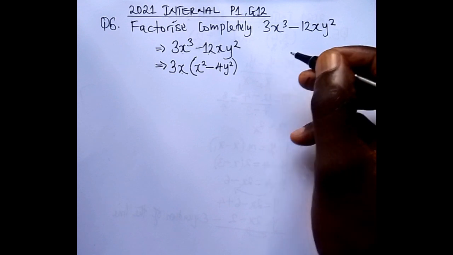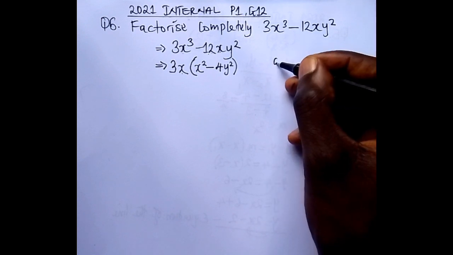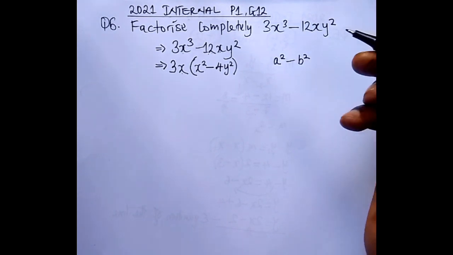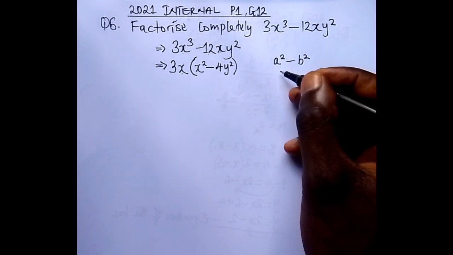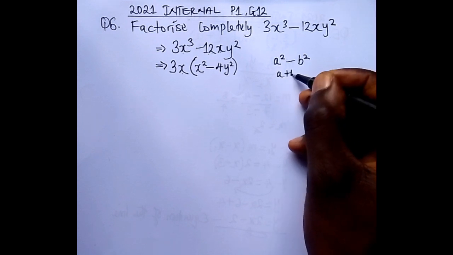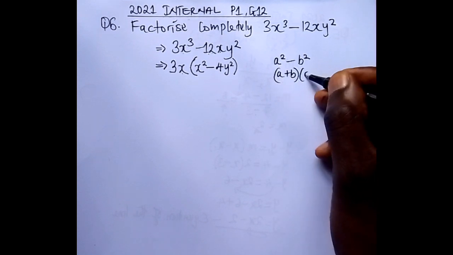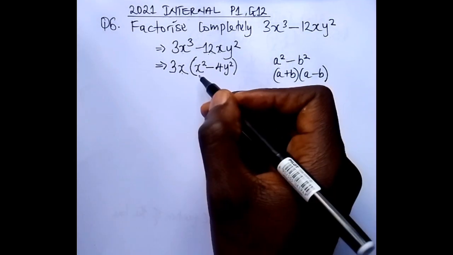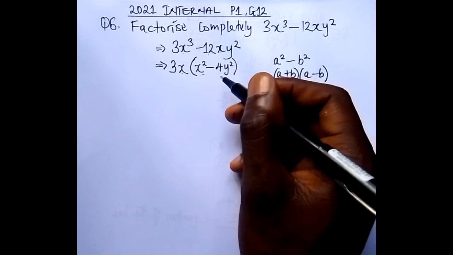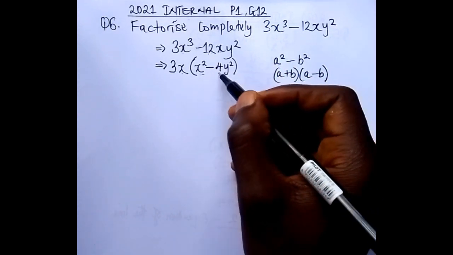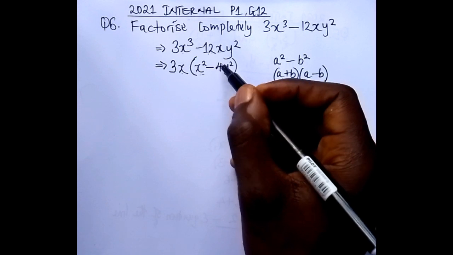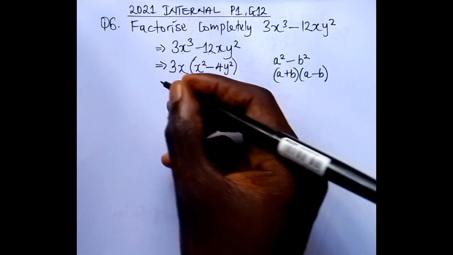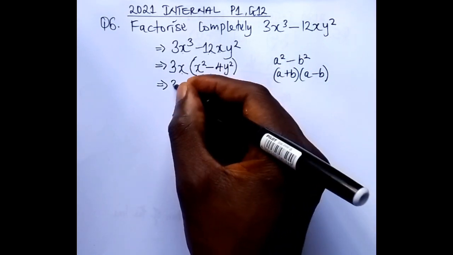The concept of the difference of two squares is that when you've got a squared minus b squared, this is the same as (a plus b)(a minus b). So can we express what we have in brackets as a difference of two squares? Yes, we can. We know that the square root of 4 is 2, so we can express 4 as 2 to the power 2. So we're going to show that stage.